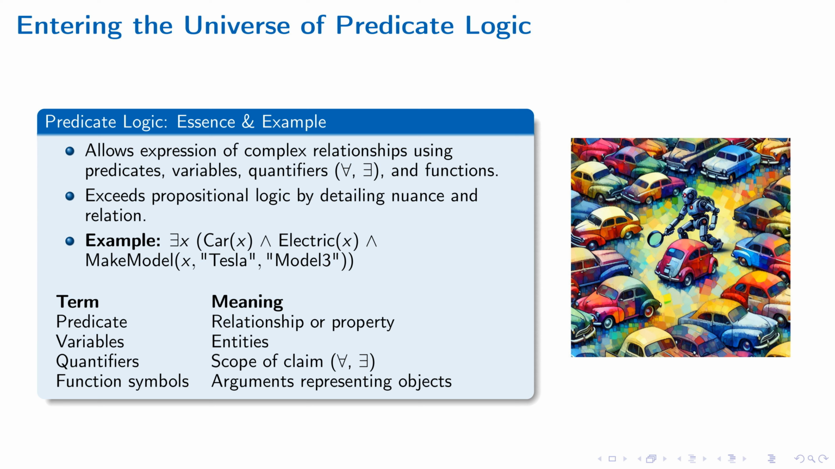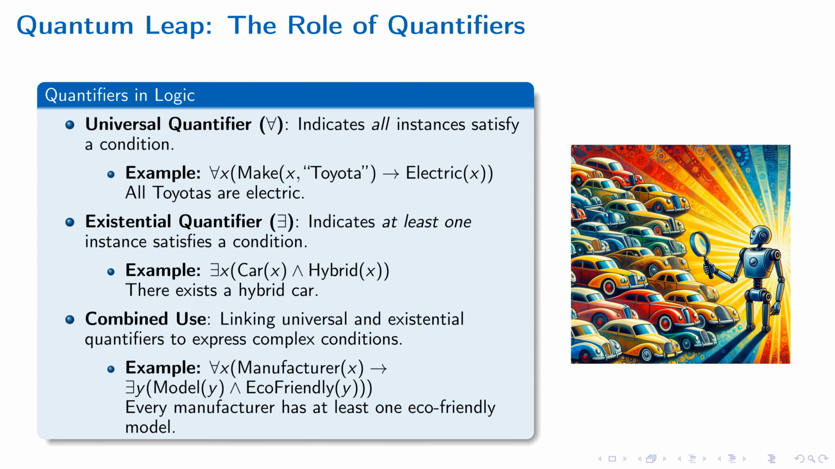Think of the statement, a Tesla Model 3 exists, which is electric. Here, car, electric, and make model are predicates relating to the variable x. The existential quantifier indicates at least one such entity exists. Tesla and Model 3 represent specific function symbols. Thus, our topic of interest allows us to go beyond propositional logic, detailing relationships and nuances.